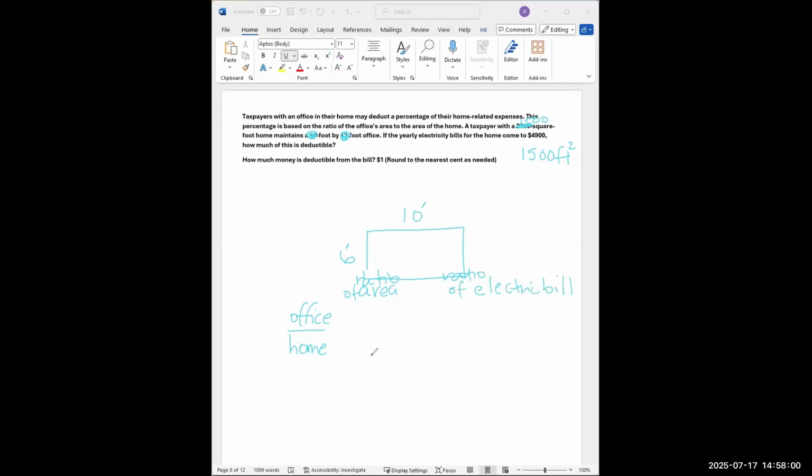So on this side, the ratio of the areas, well, the home area we said was 1,500. And this area is just going to be the length times width. So 6 times 10, which is 60. Now that ratio is going to be equal to the electric bill ratio. Well, the whole home electric bill was $4,900. And what we're trying to find is how much of that electricity did the office use?